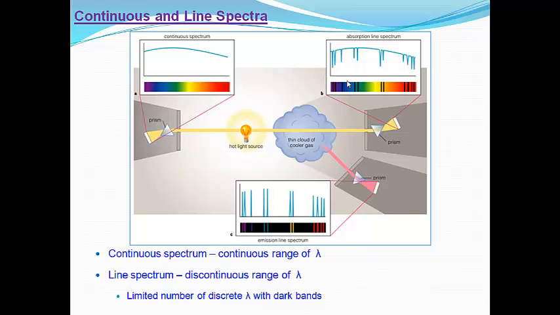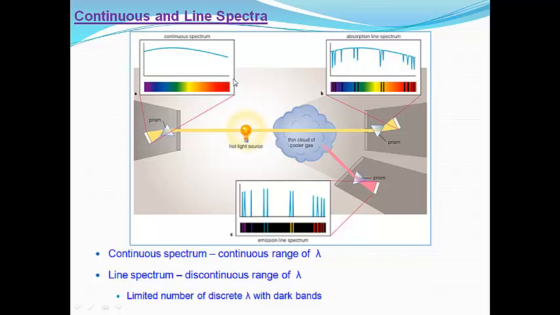Interference is the overlapping of waves, which results in light bands, called constructive interference, and also the result of dark bands, which is a result of destructive interference. And then we also said that refraction of light gives rise to a range of wavelengths, or a spectrum of wavelengths.